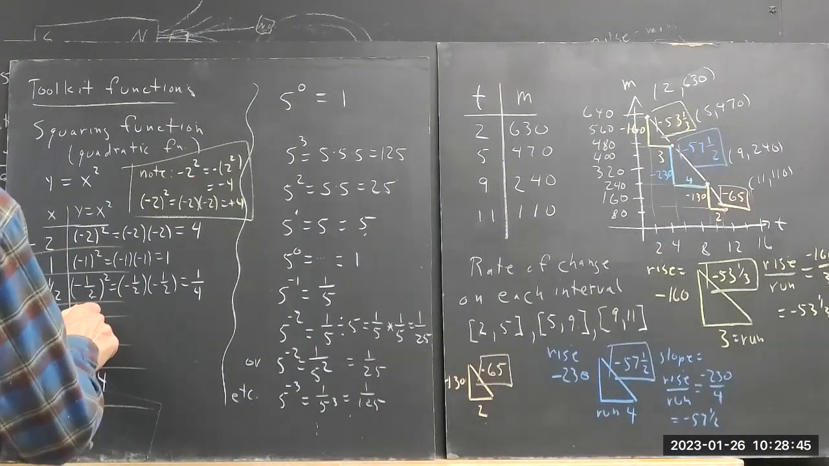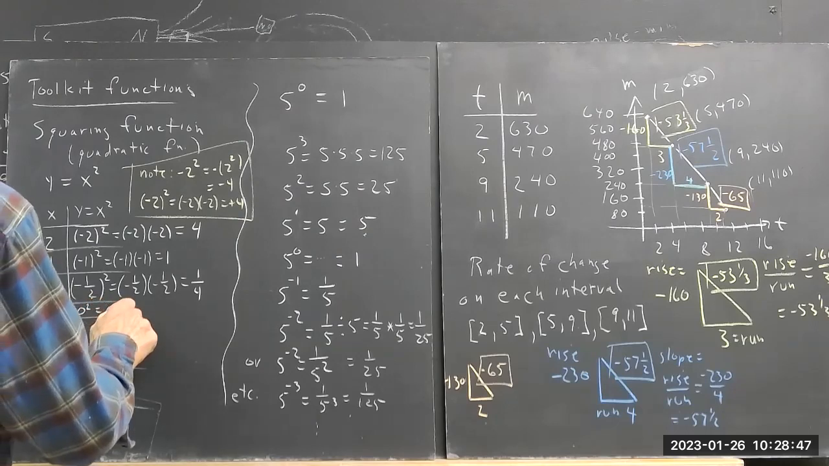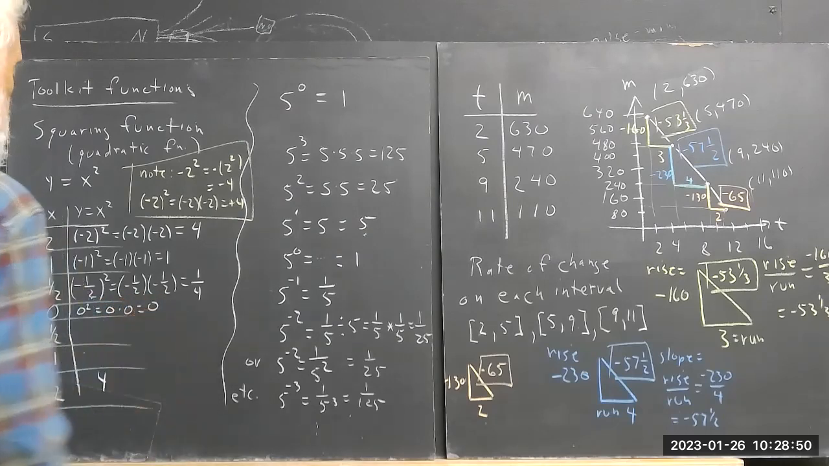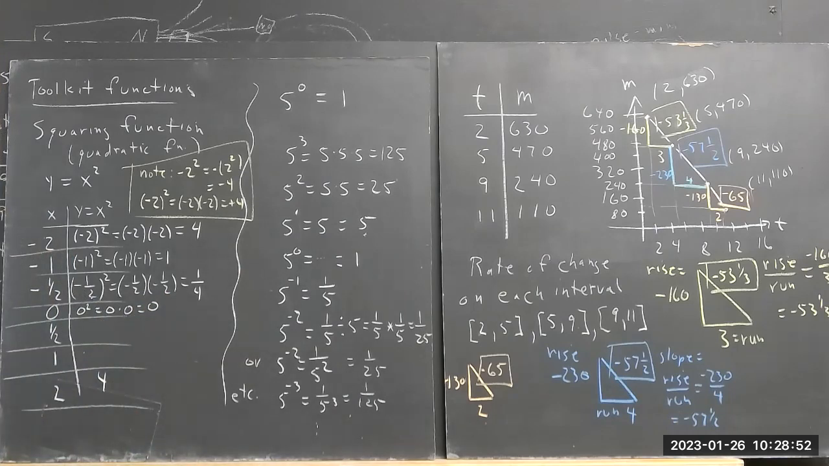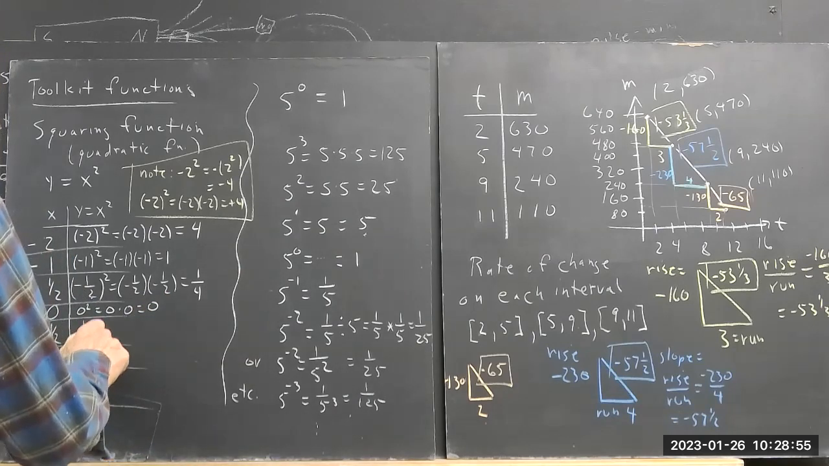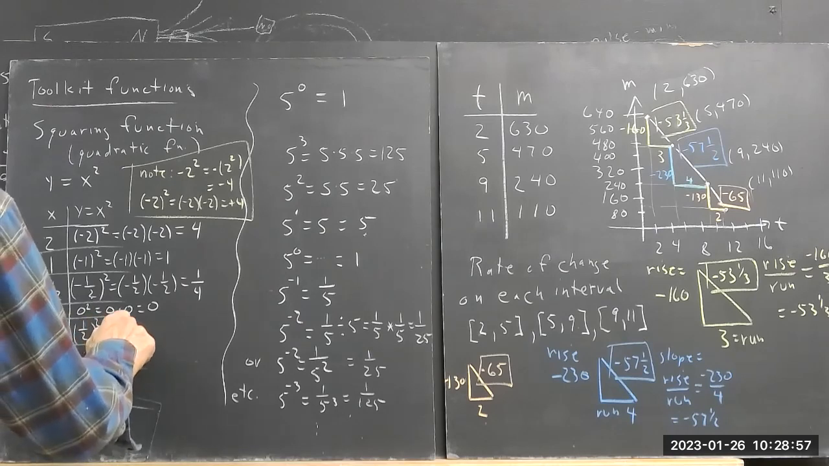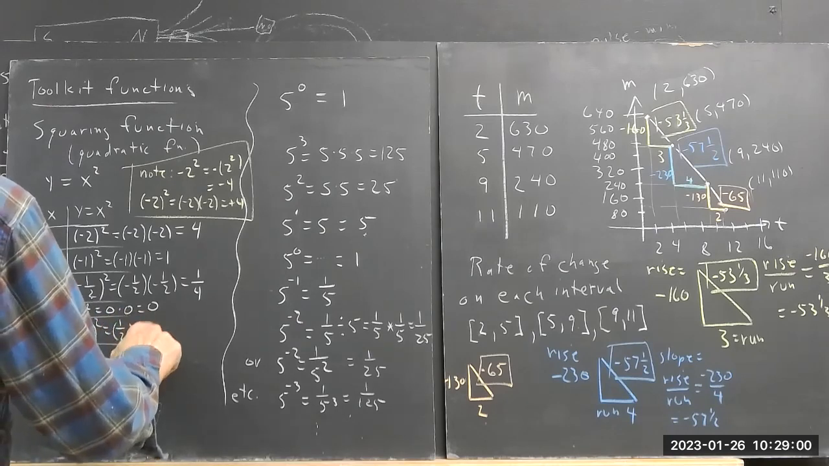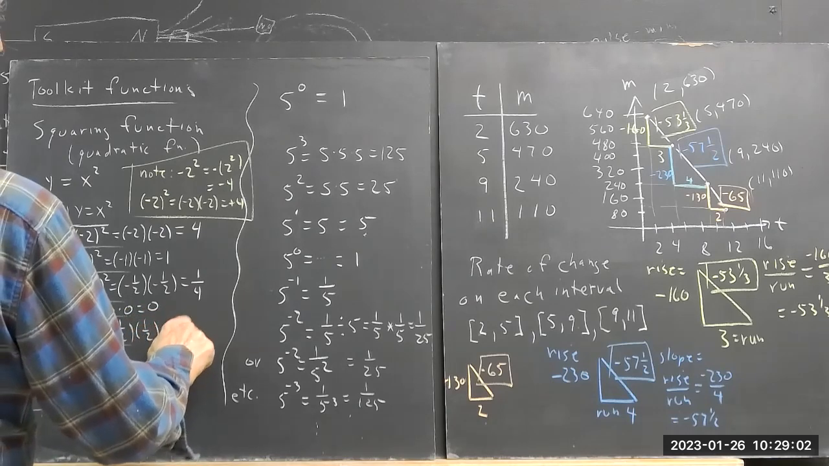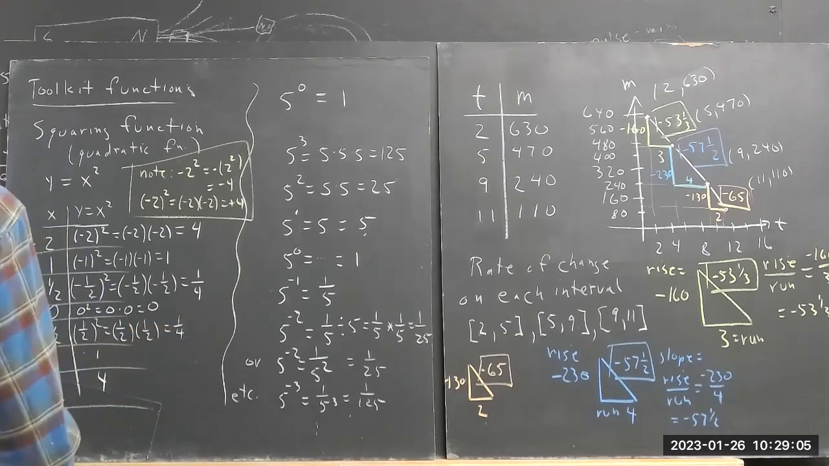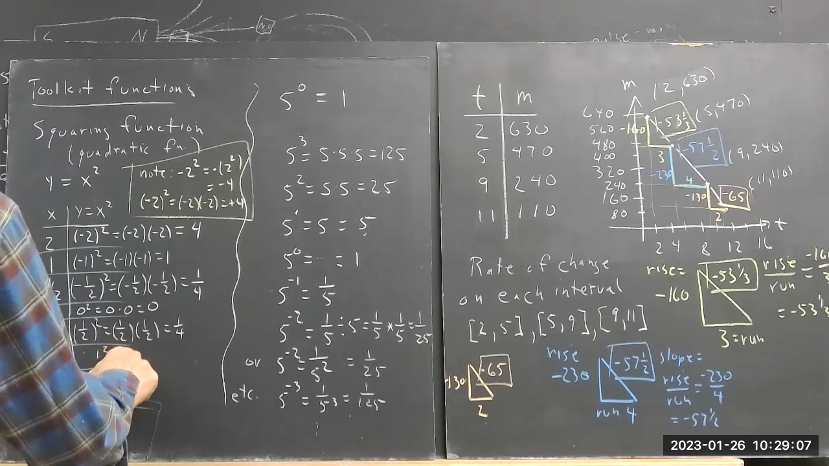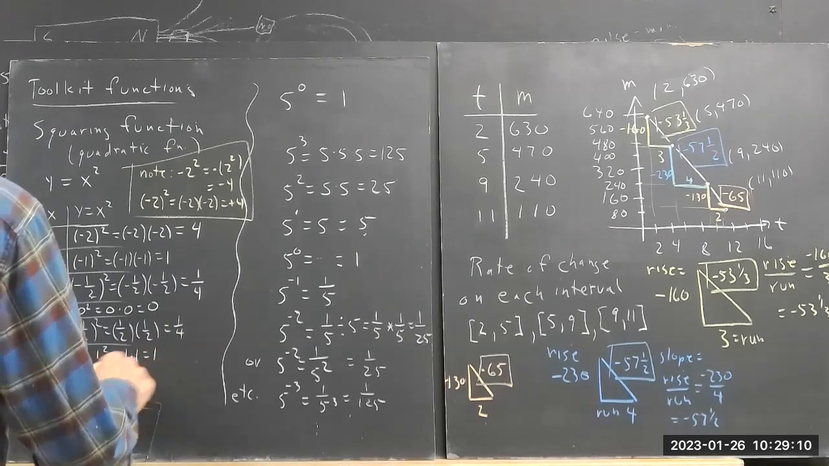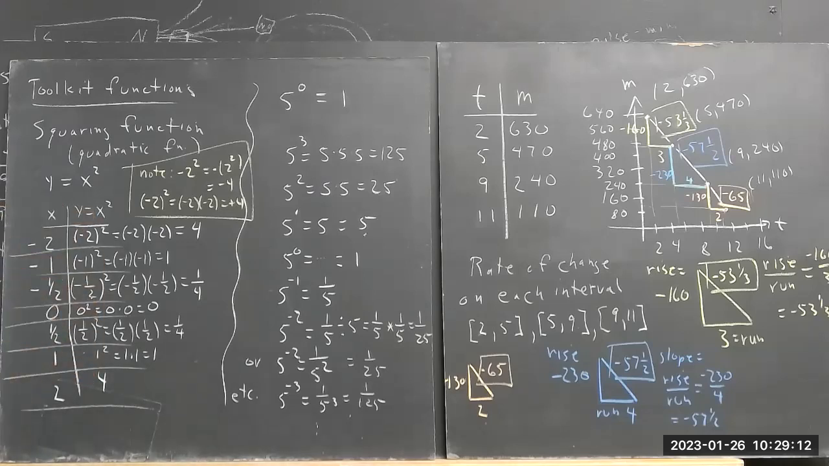Okay, well, 0 squared. 0 times 0, 0. 1/2 squared is again 1/4. 1 squared is 1. Okay, so there we have the table. Can we graph that? Can you sketch me a graph?